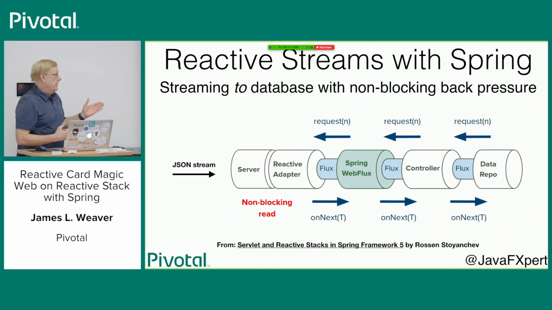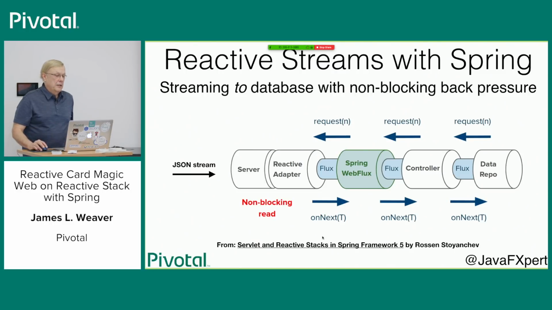In this scenario, we've got this stream coming in. The server is doing non-blocking reads on that stream. So it's not waiting around for data to come in, but it can read it in a non-blocking way. Then it goes through a reactive adapter, and then we have this Flux. I'm going to talk about what a Flux is, but basically a Flux is a publisher that can have multiple elements in it. The Flux then goes to Spring WebFlux, which then goes to the controller in the MVC or Spring WebFlux sense, and then goes to the data repository.